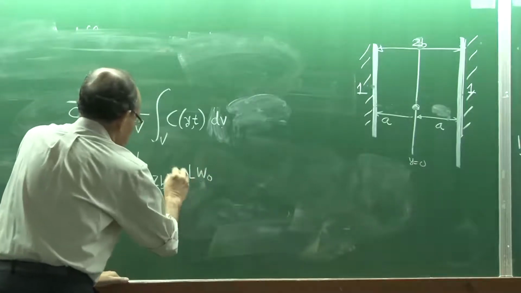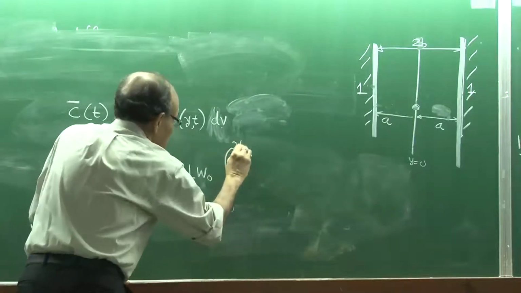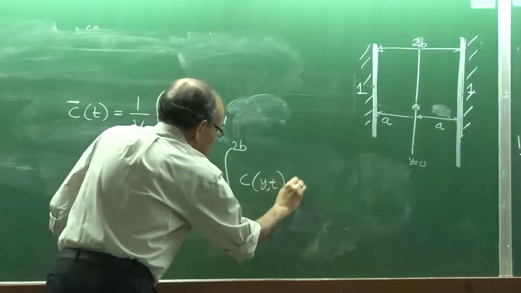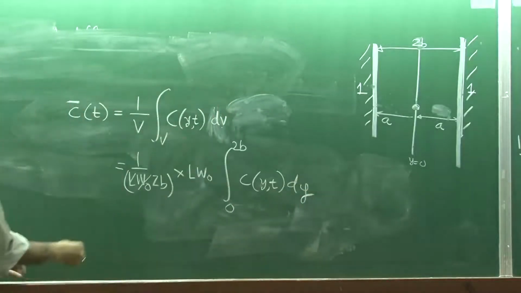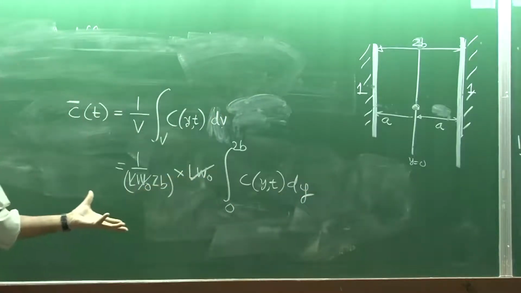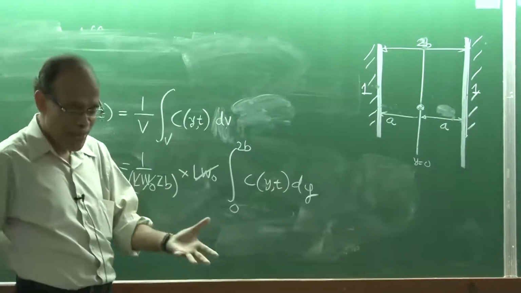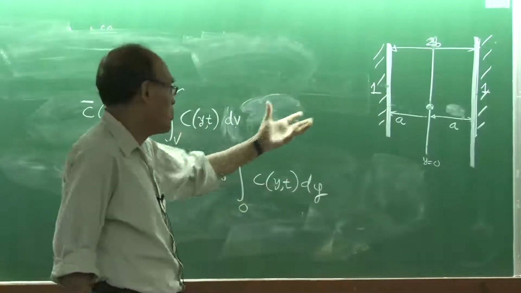And then we have the integral from 0 to 2b of C dy, and if it is divided by 2b, that is what it is going to be, and this is going to be cancelled. So it is just like, we have studied time averaging, we have studied area averaging, and this is averaging over the entire volume. Okay?